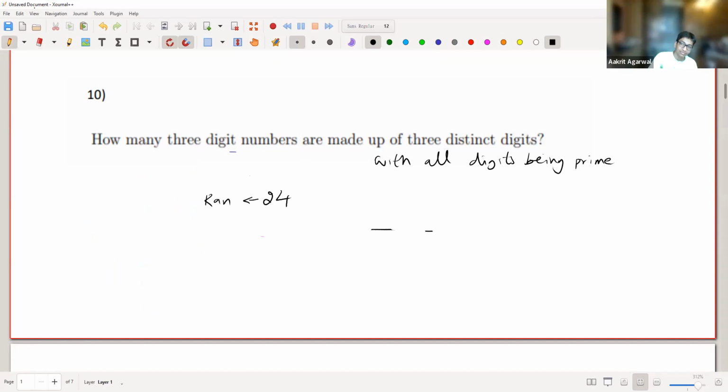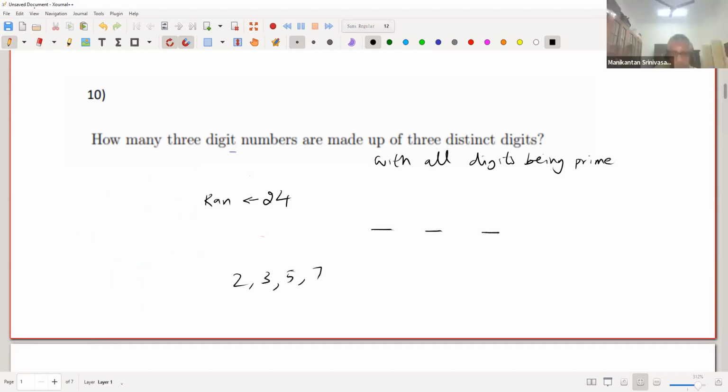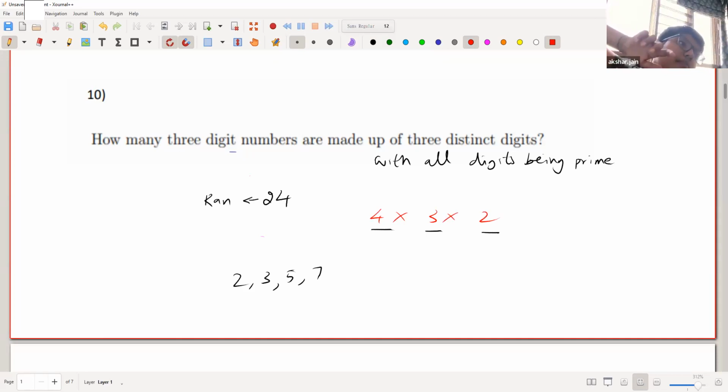Okay. All right. So 3 distinct digits, and all digits being 2, 3, 5, and 7. So the first digit can be any of the 4. Second digit can be any of the remaining 3. Third digit, 2. So 4 into 3 into 2, which is 24. Okay. All right.